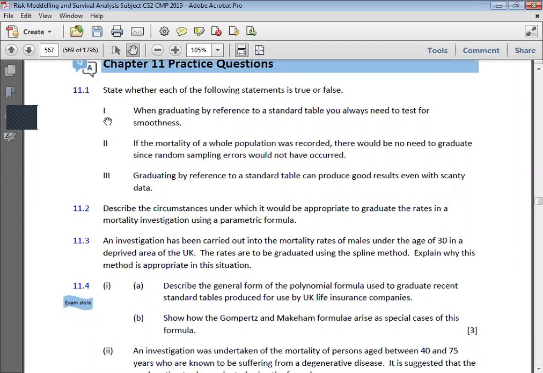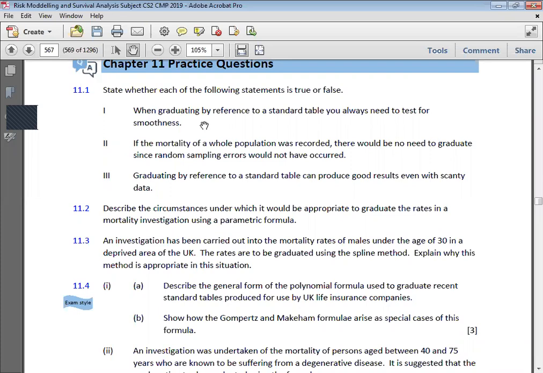The very first statement is: when graduating by reference to a standard table, you always need to test for smoothness. What do you guys think? True or false? False, right? It is not always necessary because it's already smooth. Second: if the mortality of a whole population was recorded, there would be no need to graduate since random sampling errors would not have occurred. Think about this. Even if we have recorded for the whole large population, there will be some errors. So it is false.